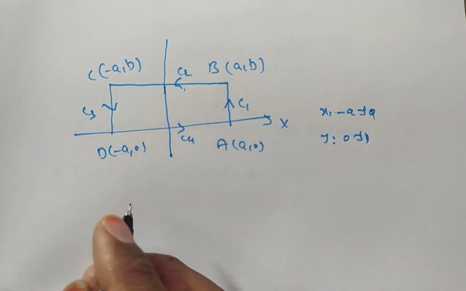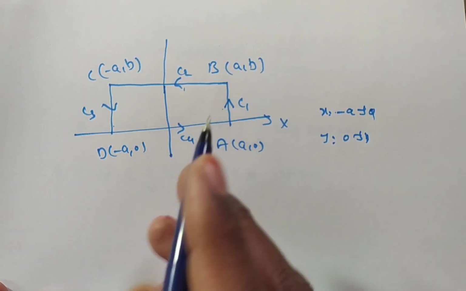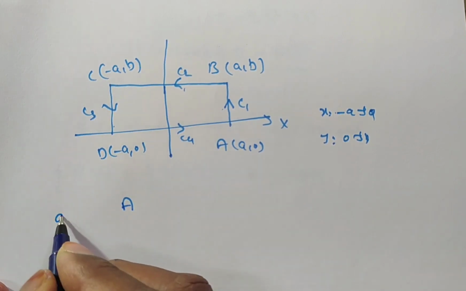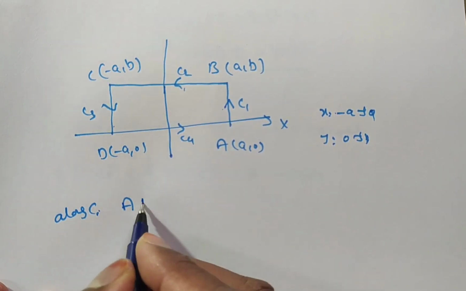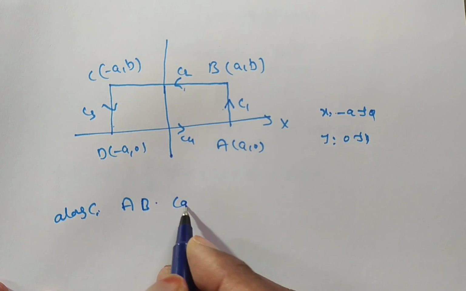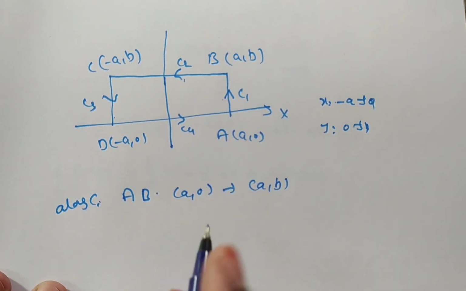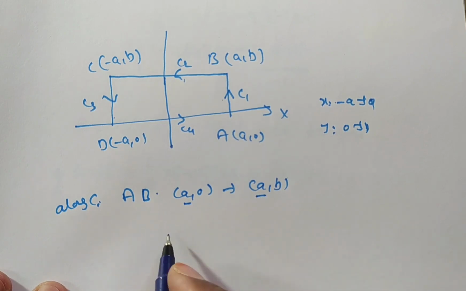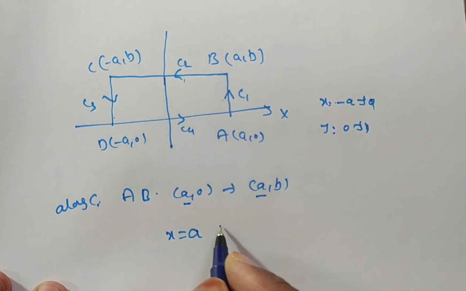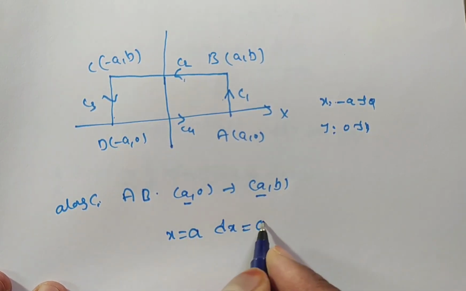Now along C1, first along C1 is nothing but AB. AB is what you have, the point a comma 0 to a comma b. So x is equal to a here and a here, so the x value is not changed. So the rate of change in x is 0.